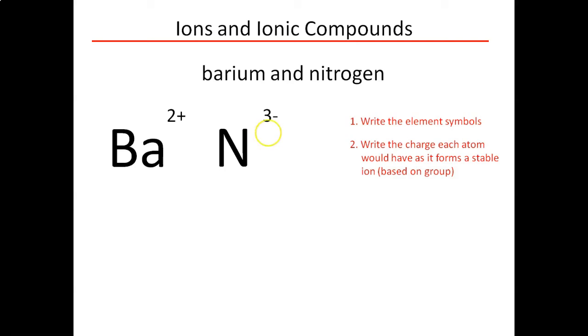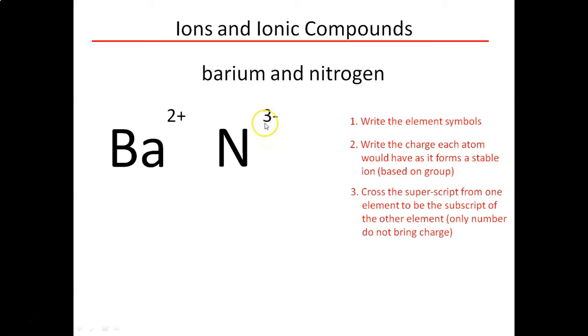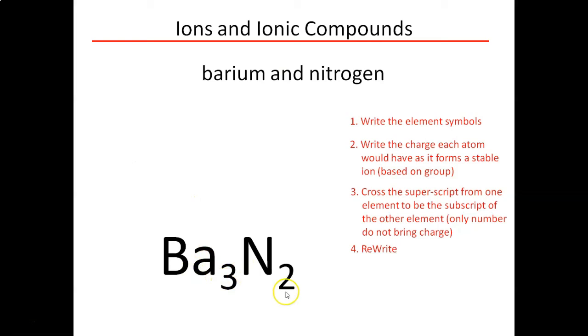Now I'm going to crisscross the charges. I'm going to take the number that's in a superscript of one element and make it a subscript on the other. So this 3 will come down to here. I'm not going to bring the charge, I'm just going to bring the number. And so the 2 from the barium comes down here. I don't bring the plus. The 3 from the nitrogen is going to come down there. I don't bring the minus. Okay? And I'm just going to rewrite it. Ba3N2. So this Ba3N2 would be the combination. So 3 barium ions would combine with 2 nitrogen ions.